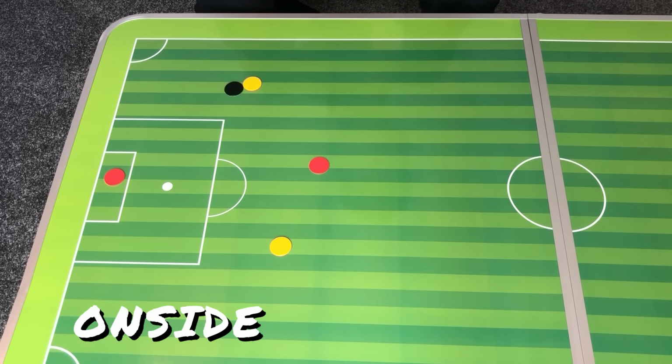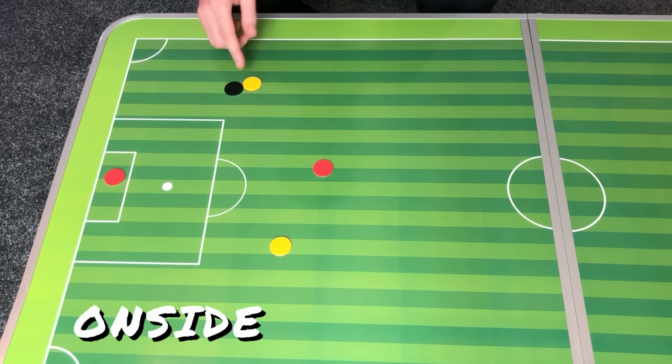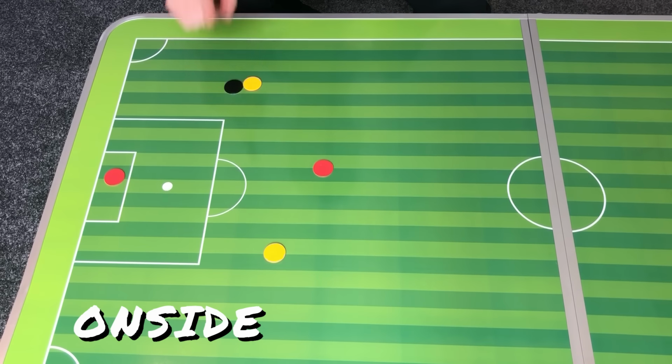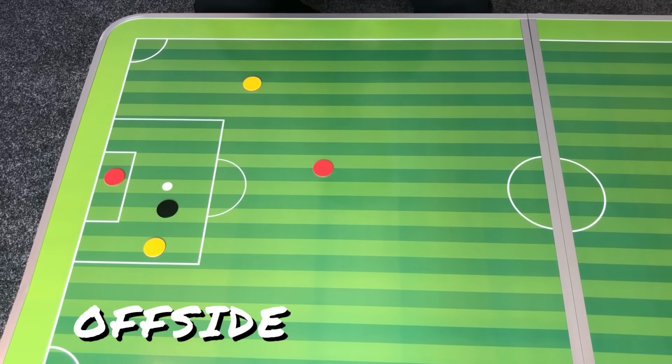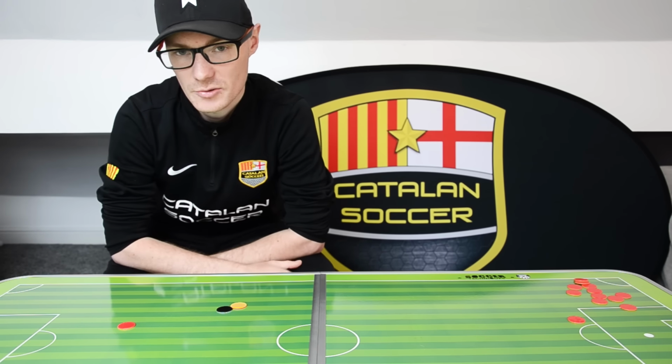Now you were correct if you said onside here. Remember that the ball becomes the offside line if that second defender isn't behind the ball. So because my attacking player is behind the ball when it's played, he's still onside. If we were to have the exact same scenario but with this player ahead of the ball, then it would be given as offside.